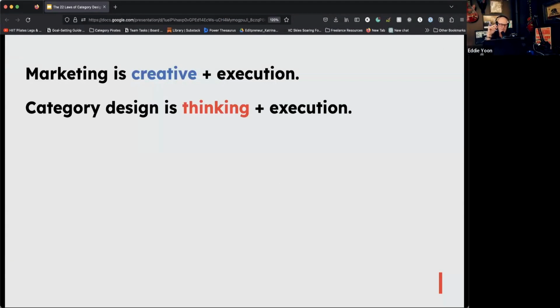So fundamentally, category design is about thinking, and it's about thinking about business in a very different way.